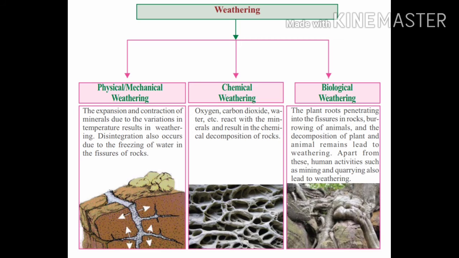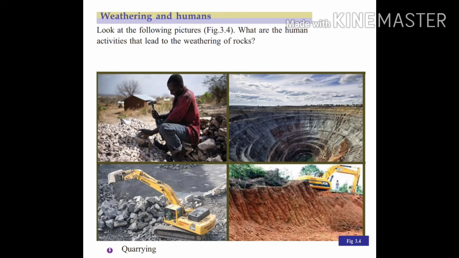Human activities are also included in biological weathering. Now let's identify some human activities which are part of biological weathering. Here in this picture you can identify quarrying, mining, etc. Other than this, human activities like pollution, deforestation, making tunnels and extracting minerals all will affect the weathering. We can say that they are included in biological weathering.